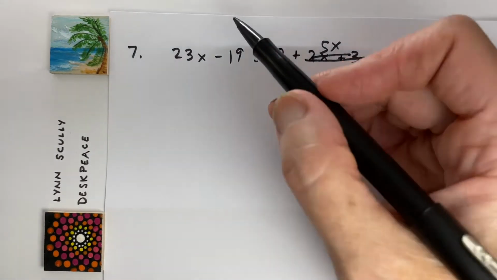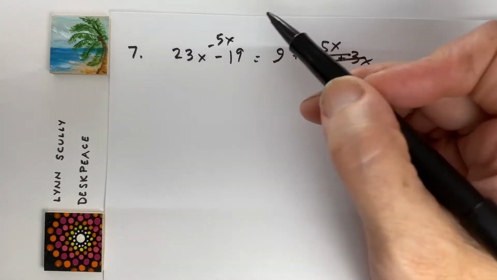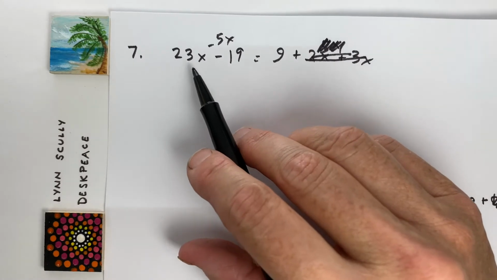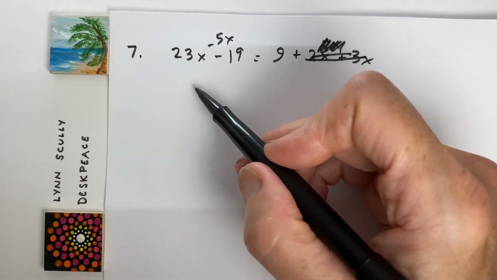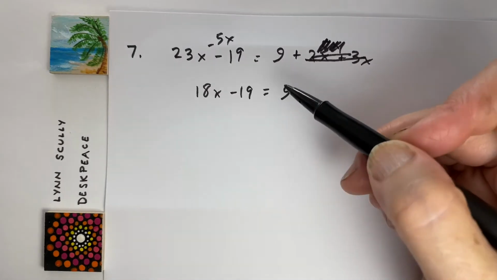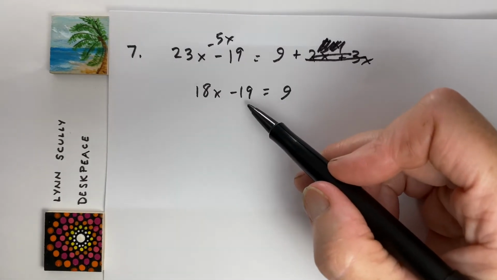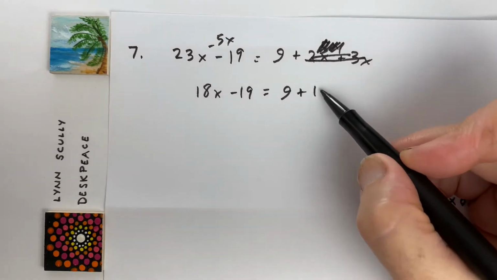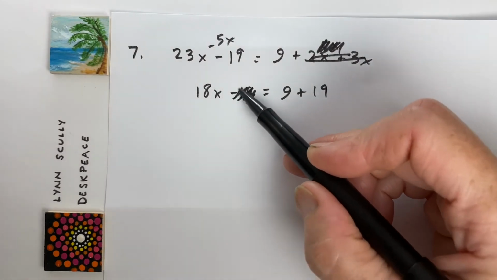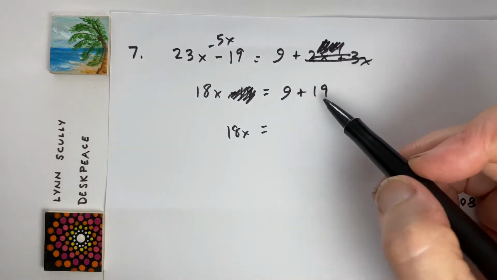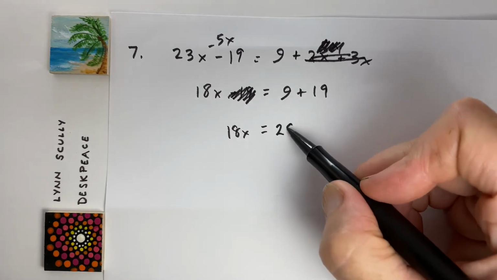This is attached by addition. Move it by subtraction to the other side of the equal sign. Now I can combine. 23x minus 5x is 18x's. Minus 19 equals 9. I don't want this 19 here because it doesn't have any x's with it. It's attached by subtraction. I'll move it by addition to the other side of the equal sign. Now I have 18x equals 19 plus 9 is 28.